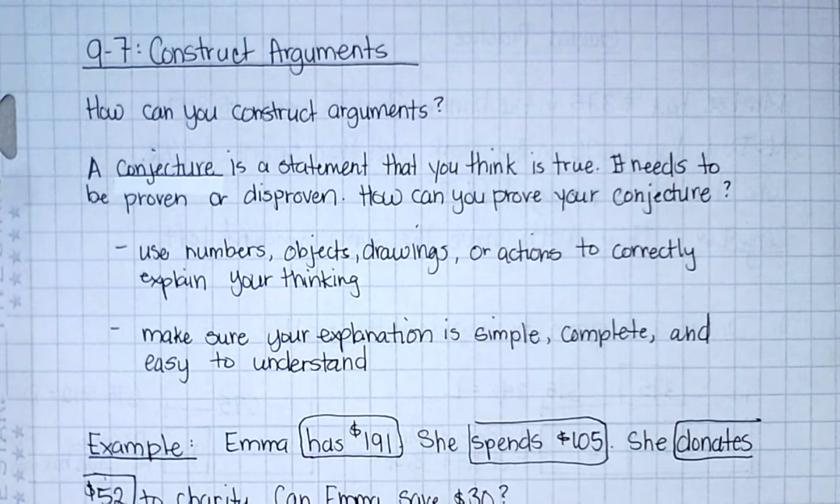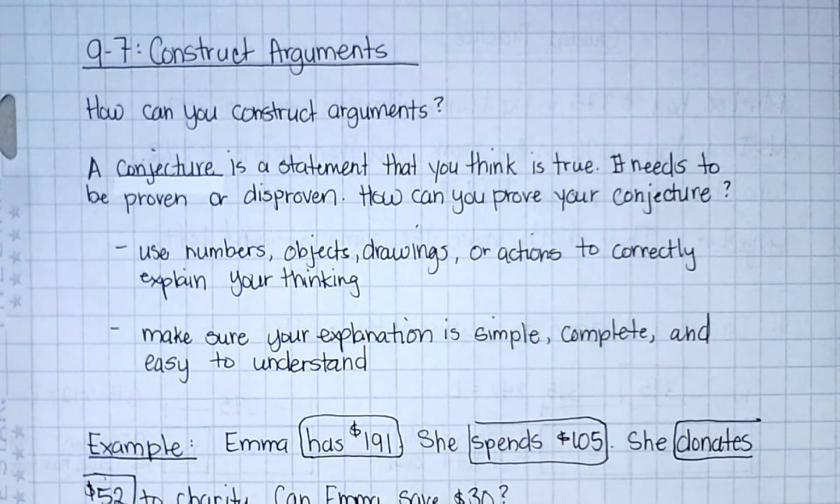So there's a couple different ways that I can do this. I can either use numbers, objects, drawings, or actions to correctly explain my thinking, or I can make sure that when I explain, my explanation is simple, it's complete, it makes sense, and that it's easy to understand. Now let's take a look at an example.